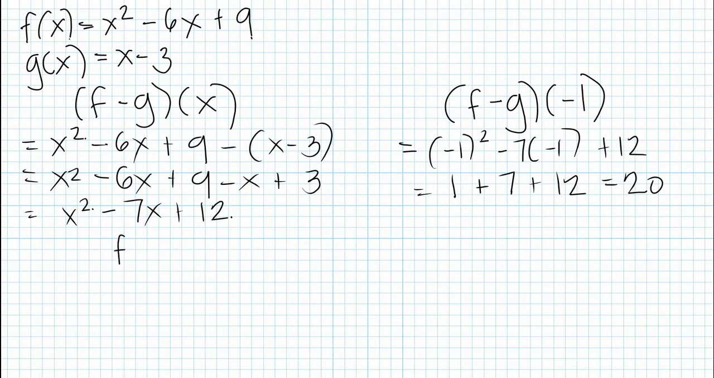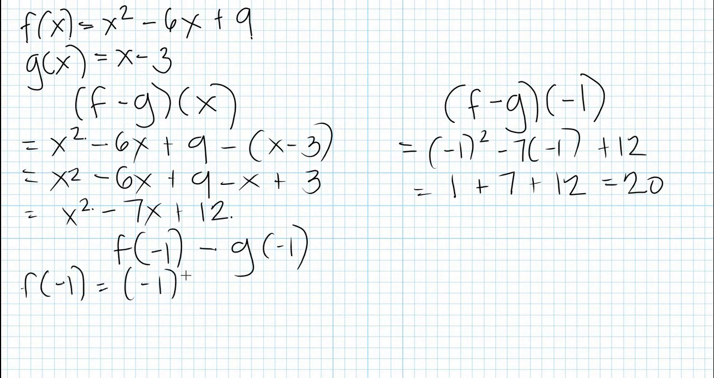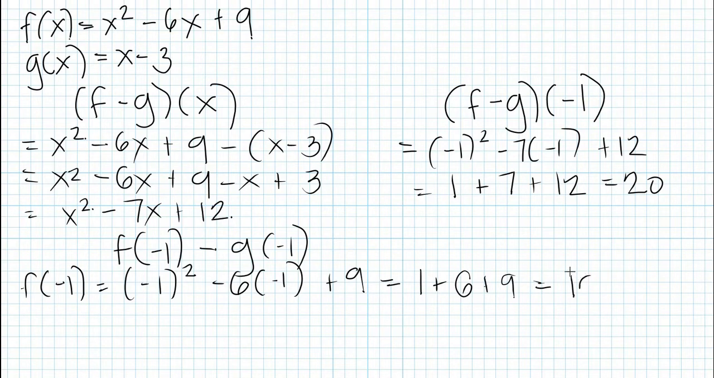Now let's check if this is correct. So f of negative 1 minus g of negative 1. So f of negative 1 is negative 1 squared minus 6 times negative 1 plus 9. With this, we can get 1 plus 6 plus 9. So the total would be 16. And then let's try g of negative 1. So that's negative 1 minus 3. And that will be negative 4.